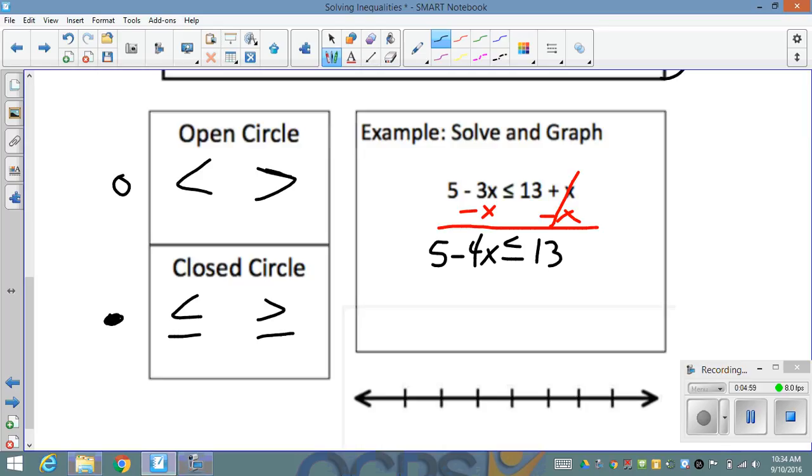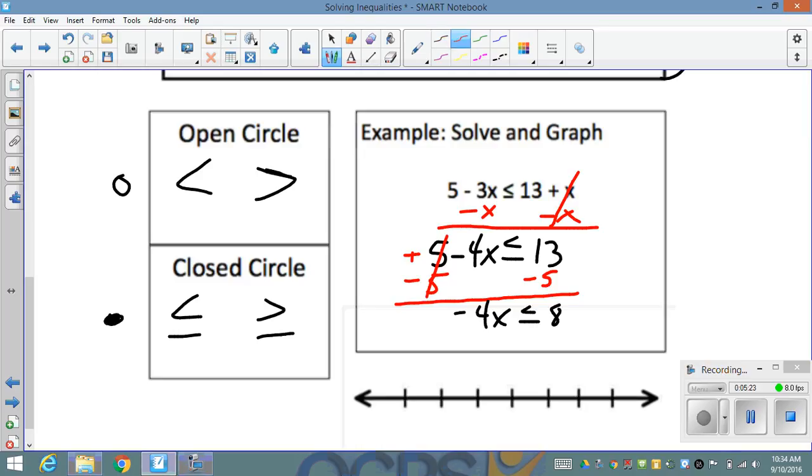And then now I want to isolate the x. So I'm going to start on the same side but furthest away. Remember, this is a positive 5, so I'm going to subtract 5 from both sides. The minus is going with the 4x, not with the 5. So I have negative 4x is less than or equal to 13 minus 5, which is 8.